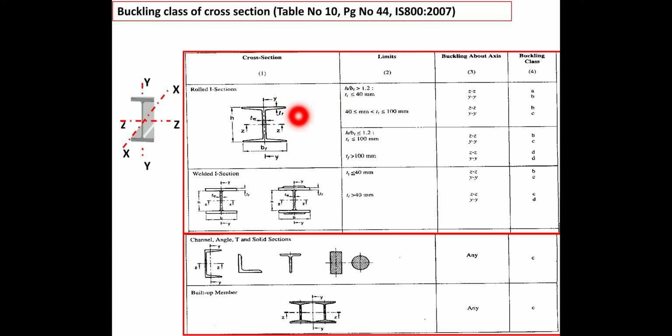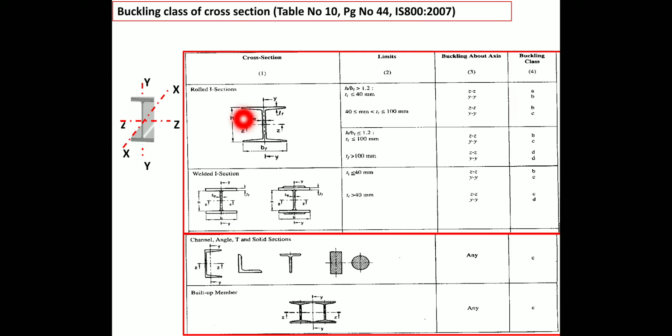According to this table, there are certain criteria to check the ratio of the depth of the I section to the width of the flange of the I section. So the ratio h by bf, if it is more than 1.2 and the thickness of flange is less than 40 mm, then buckling about both axes, that is the z axis and y axis. Accordingly, we choose or select the buckling class, either B or A.